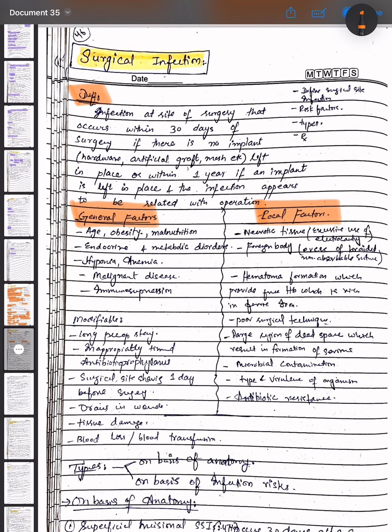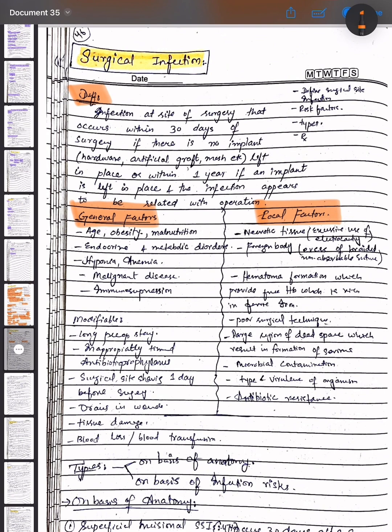While in local factors we have necrotic tissues, excessive use of electrocautery, foreign body, excess of braided non-absorbable suture, hematoma formation which provides free Hb that is rich in ferric iron, poor surgical technique, large regions of dead space which result in formation of seromas, and microbial contamination, type and virulence of organisms, and antibiotic resistance.